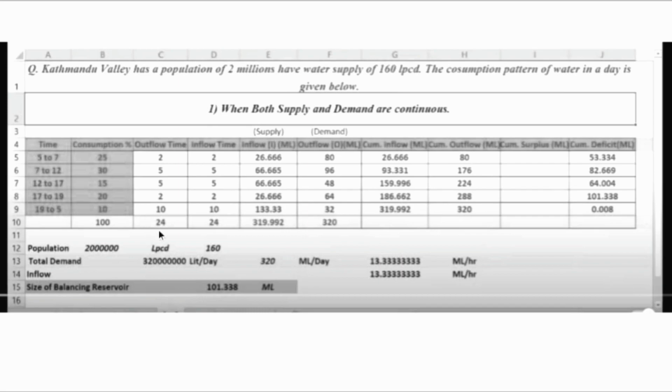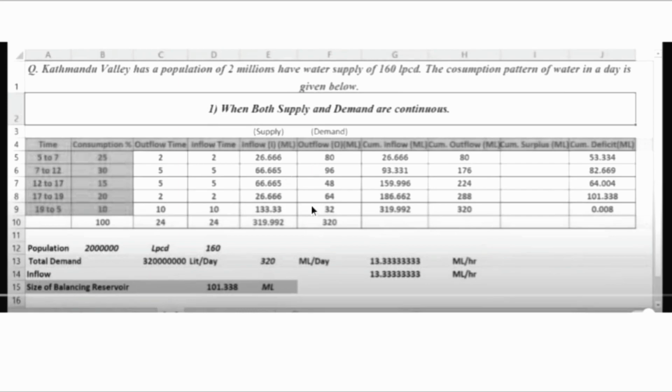Okay, in 24 hours, all hours is 24. 24 hours, 320 million liter in 24 hours, and 25% means 320 into 0.25 equals 80. Similarly 30% of 320 is 320 into 0.3 equals 96. 320 into 0.15 equals 48. 320 into 0.2 equals 64. 320 into 0.10 equals 32.